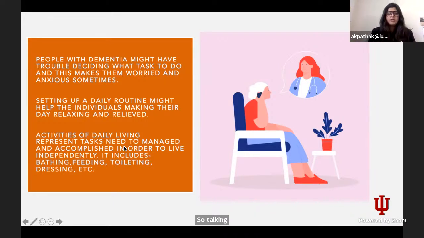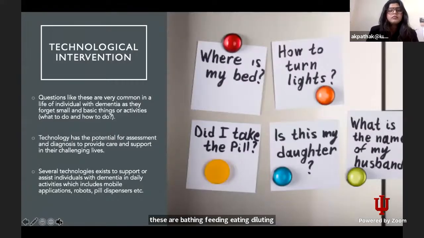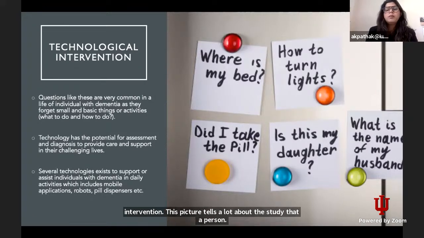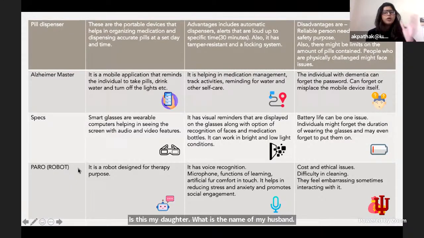Talking about the activities of daily living, these are bathing, feeding, like eating, toileting, dressing, etc. Now, we have already talked about the technological intervention. This picture tells a lot about the study, what a person needs help in: where is my bed, how to turn the lights on, did I take the medication, is this my daughter, what is the name of my husband.